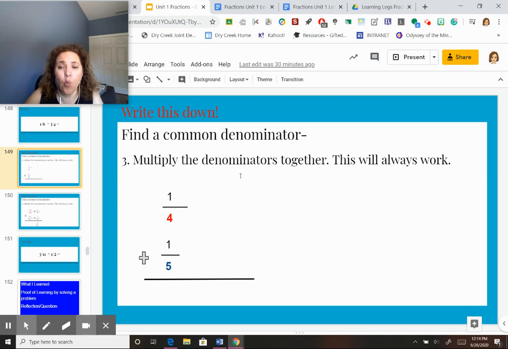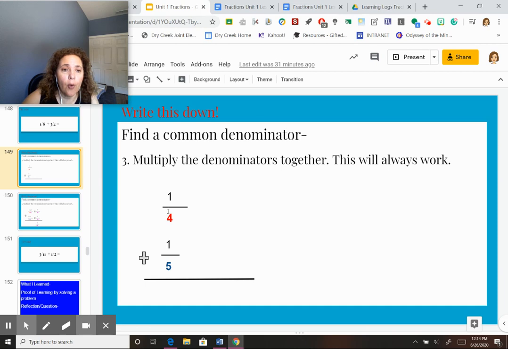The only reason why I don't like you using this one just per se is because when I ask you to simplify, this is not going to be your simplest answer. So that's why I like you to find the least common multiple. That's always going to give you your most simplified way of solving the problem. And it'll make more sense as we move on. Okay. But for right now, just know this is another option.